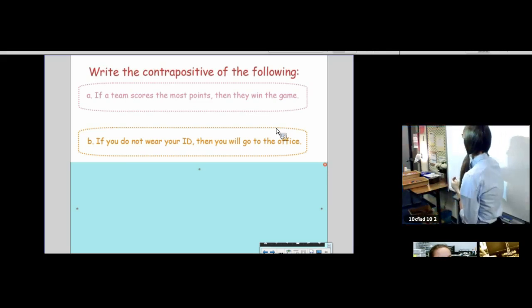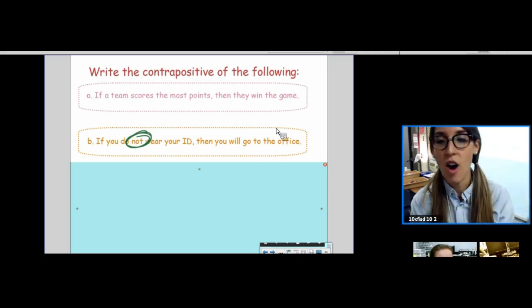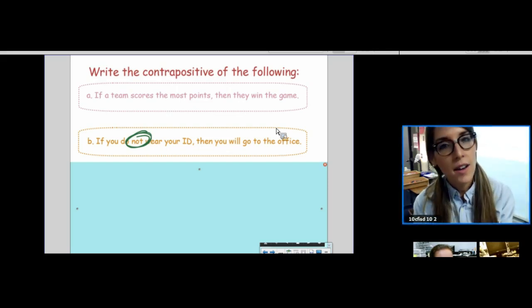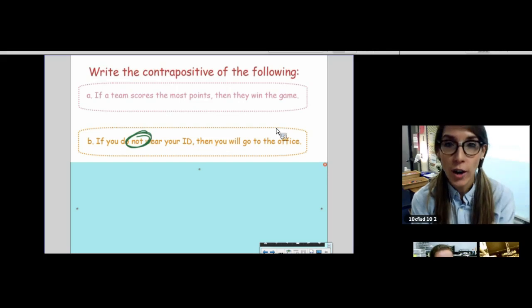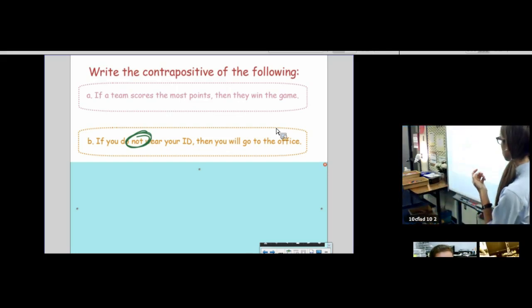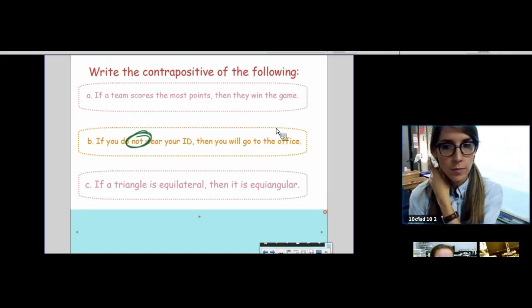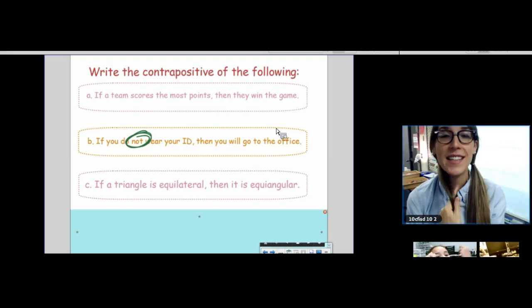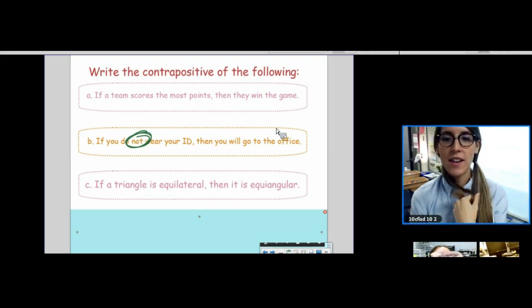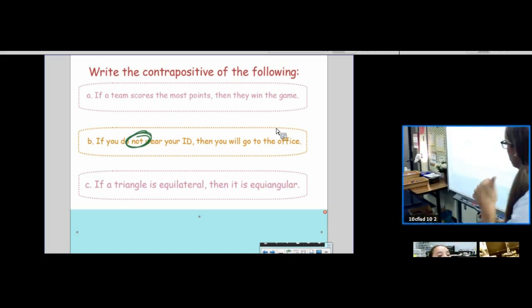This is a big deal. When you do a not, it turns, they cancel, they're gone. So if you do not go to the office, then you were wearing your ID. Okay? If a triangle is equilateral, then it's equiangular. Contrapositive. If it's not equiangular, then it's not equilateral. Good? Yes? Show me thumbs up.